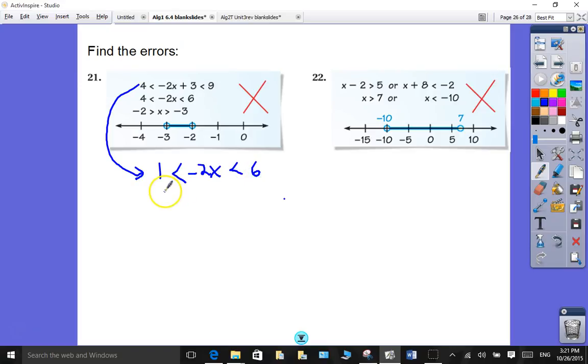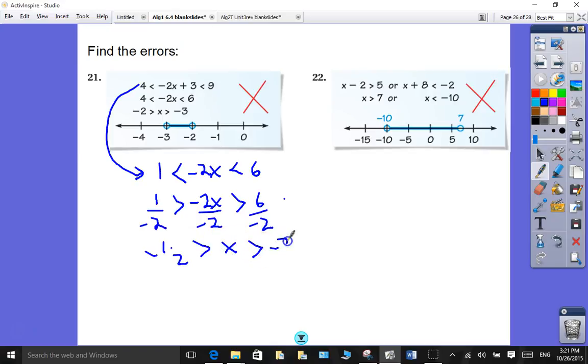And I could finish this just to say we did. That'll be 1 over negative 2 greater than negative 2x over negative 2 is greater than 6 over negative 2. So negative 1/2 is greater than x is greater than negative 3. Does that seem right? The only thing I'd be looking at, make sure that negative 1/2 is actually greater than negative 3. And it is. And both of your inequality symbols are pointing in the same direction, so I think you're in good shape.